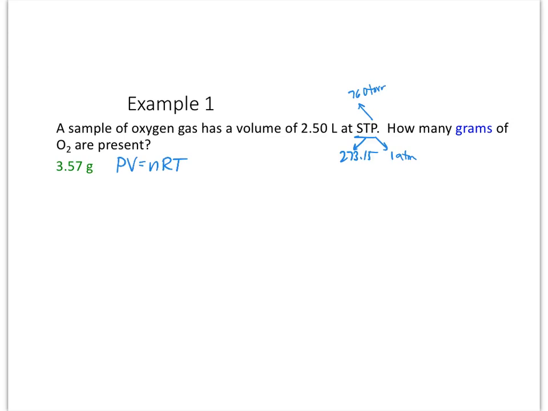So now you substitute in and solve. The pressure is standard pressure, 1 atmosphere. The volume is 2.5 liters. We're going to solve for n here, number of moles. We have R, which is 0.08206, and we have the temperature, which is 273.15. When you solve for n, your number of moles, you get 0.111 moles of oxygen. It's asking you for grams of oxygen, so that's just a simple moles to gram conversion, and you get the 3.57 grams.